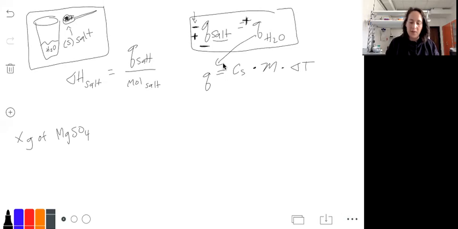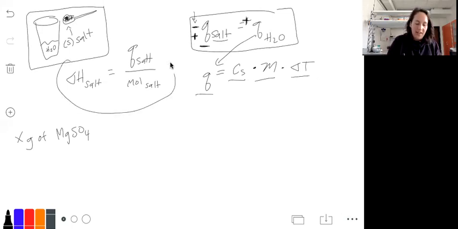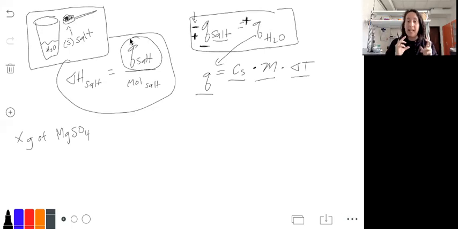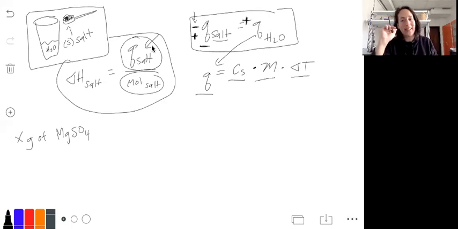Because remember the Q equation: heat is equal to specific heat capacity times mass times change in temperature. The enthalpy of the salt, which is what you're asked to calculate, is equal to the amount of heat produced by the salt, either released or absorbed, from dissolving the salt, divided by the total number of moles of salt. In order to find the heat from the salt, you didn't directly measure it, but you did indirectly measure it because you watched what happened to the water.